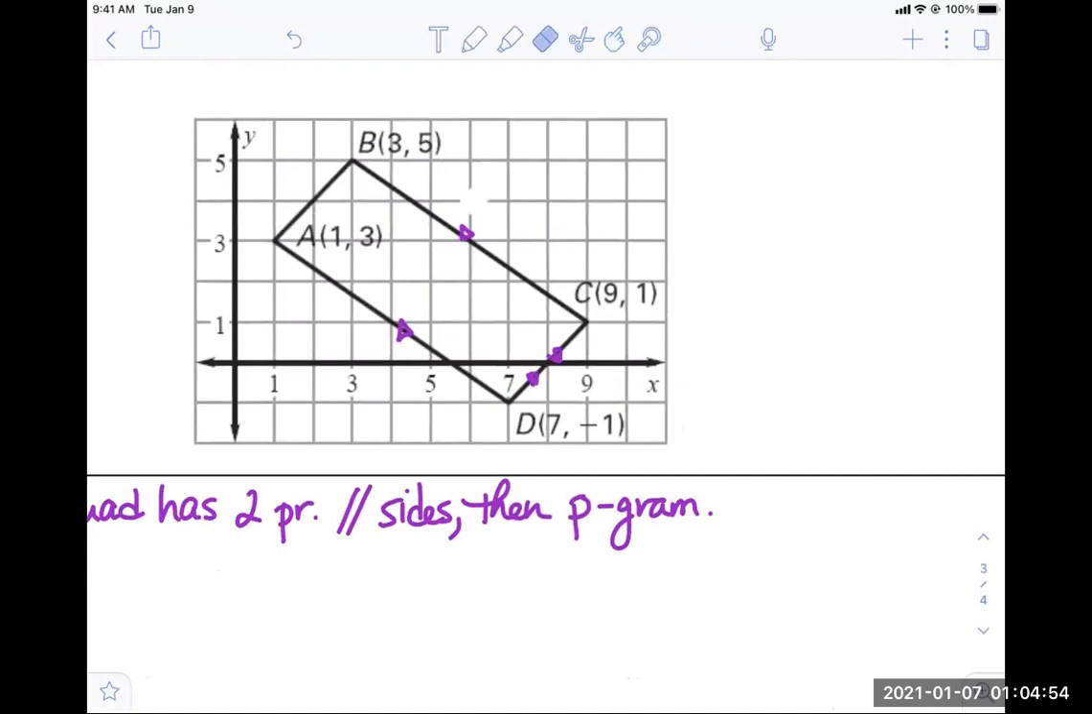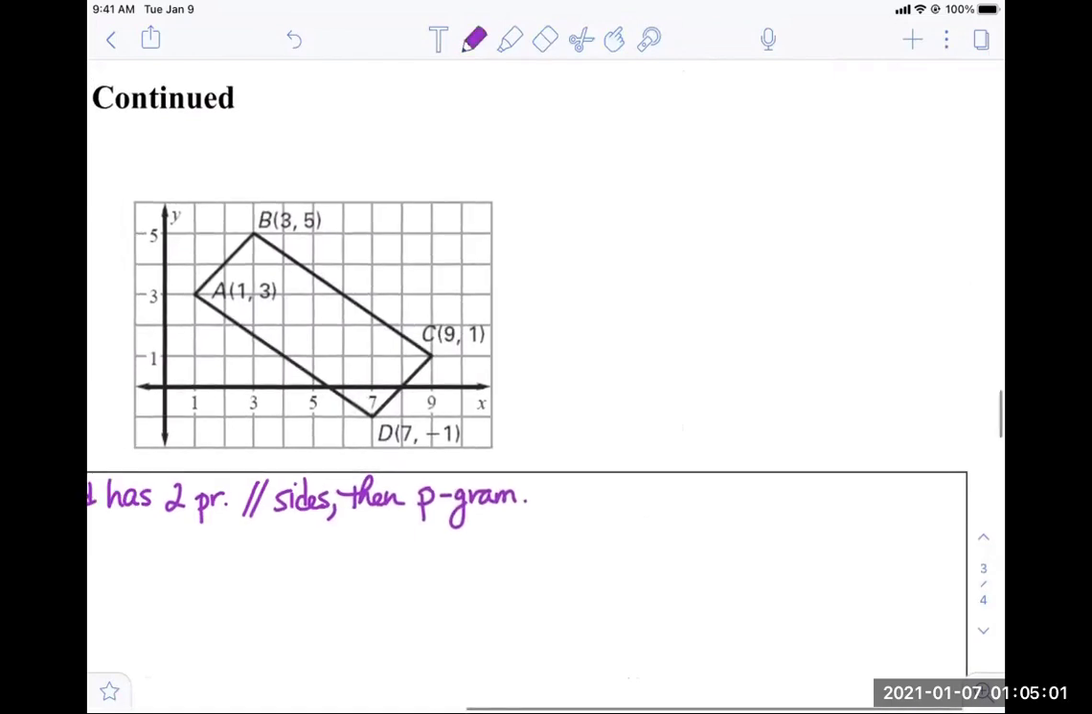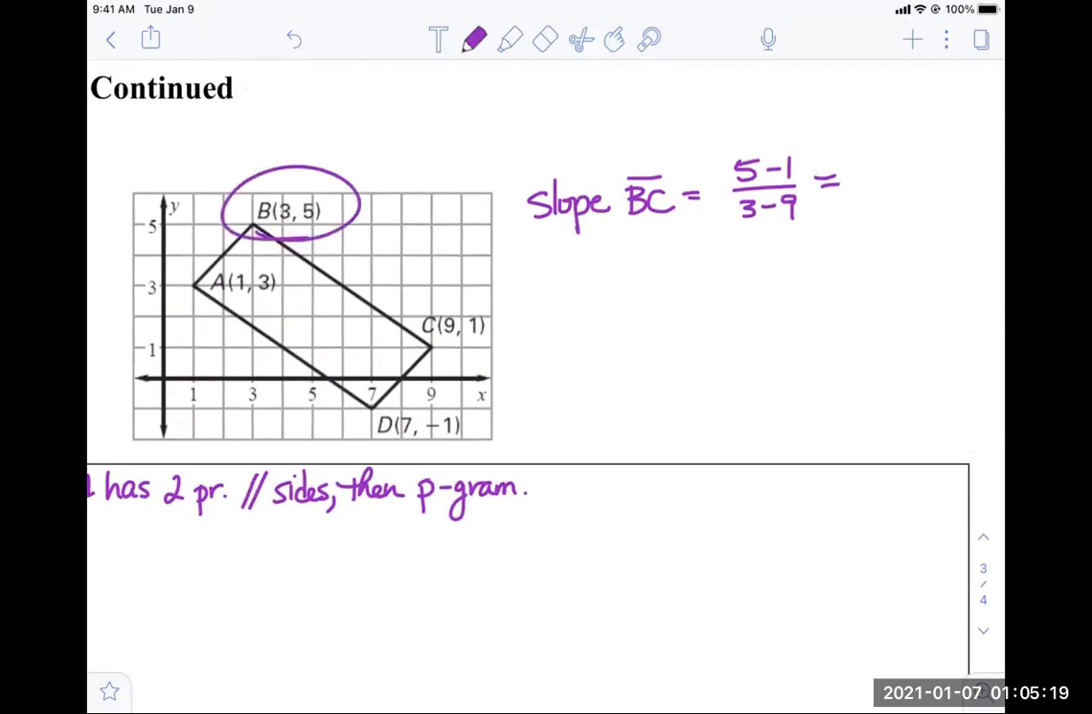Okay, I'm going to do my calculations up here beside the picture and then copy it down below because I feel like that'll be easier than scrolling back and forth. Okay, so the slope of segment BC, 5 minus 1, change in y, over change in x. Remember, the order has to be the same. So if I start with point B for the y, I have to start with point B for the x. Okay, that's 4 over negative 6, which is negative 2/3.